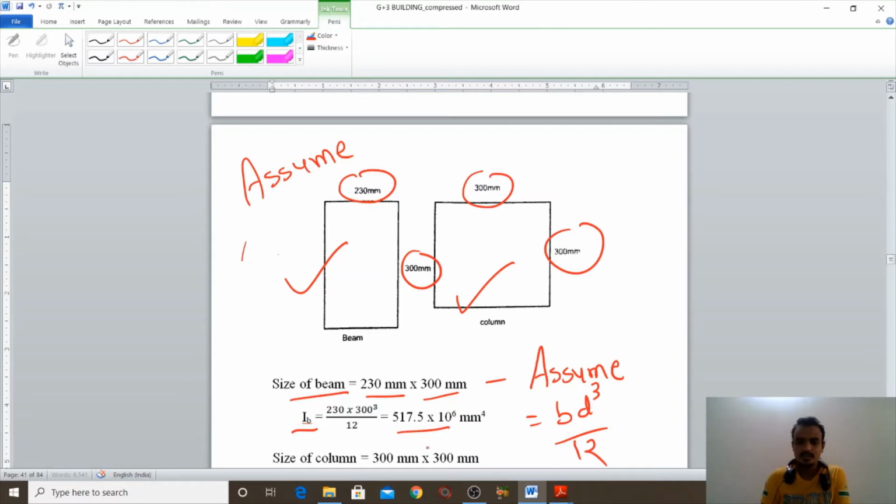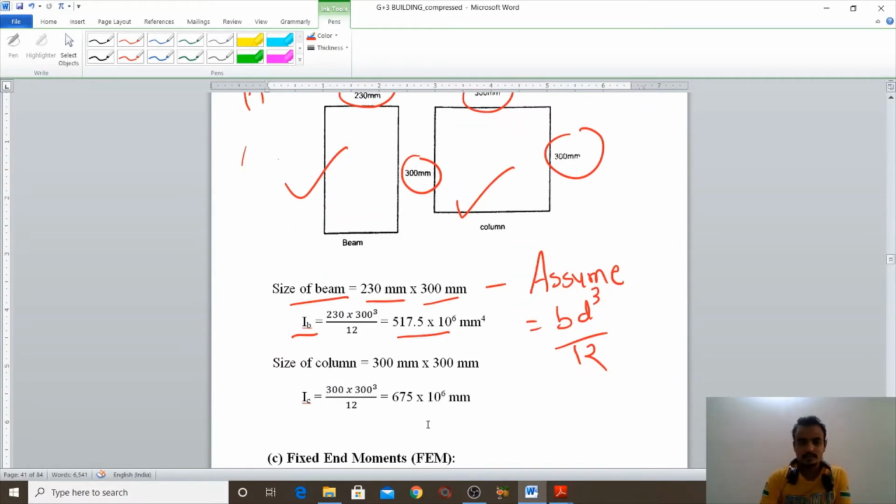So 517.5 into 10 raised to 6 mm raised to 4. Same thing for the column. We assume a column size is 300 by 300. So I is 675 into 10 raised to 6 mm raised to 4.